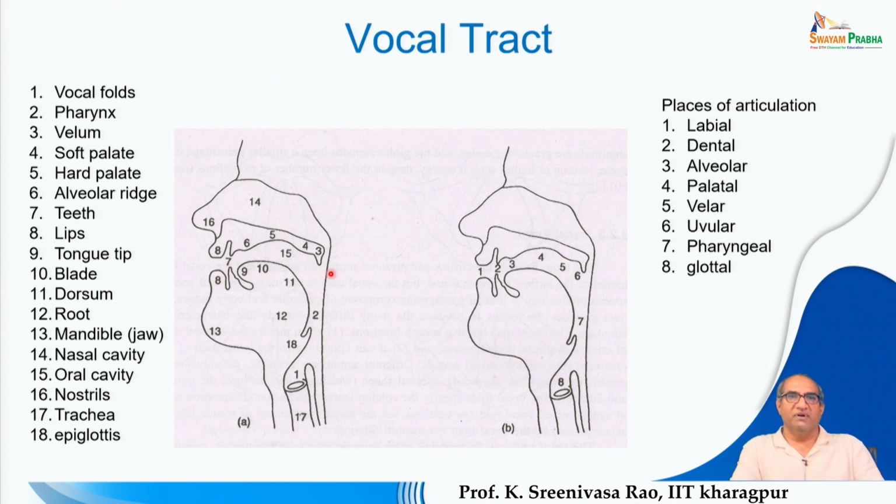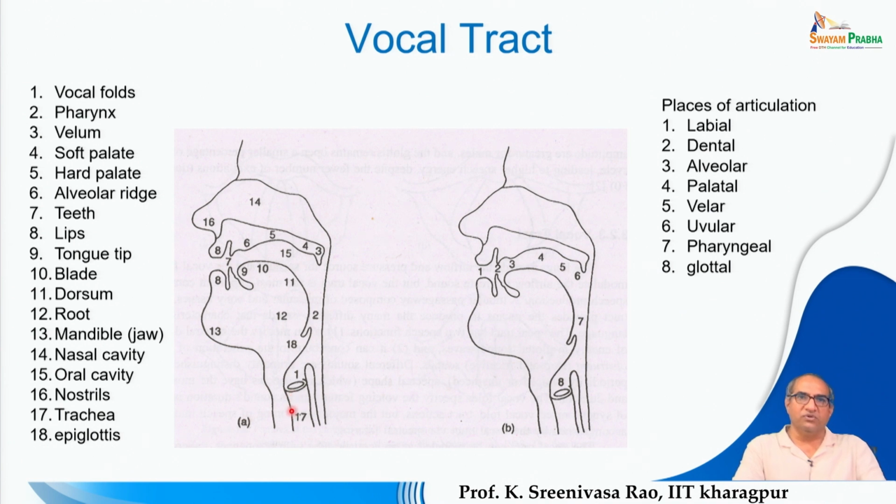These are the different places from the velum to the lips: this is the velum, this is the soft palate, 4, the 5 is the hard palate, then 6 is the alveolar ridge, then the 7th is the teeth, and the 8th is the lips. Likewise this is your tongue, and different places of your tongue have different names over here. Here 14 is the nasal cavity, and 15 is the oral cavity, and then 17 is the trachea.